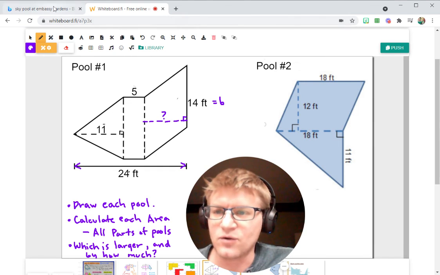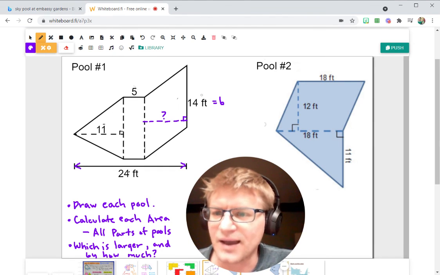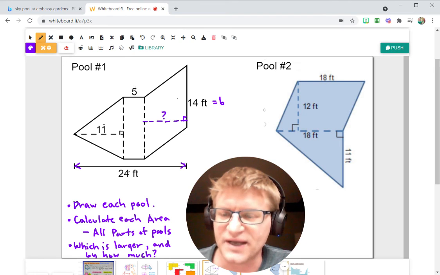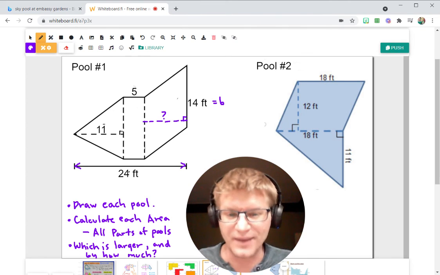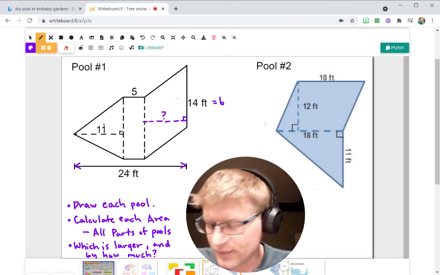And remember how cool that pool is in London. It's called the Sky Pool at Embassy Gardens. It's opening up this month in London. Amazing, right? I want to go there. I want to go see that.